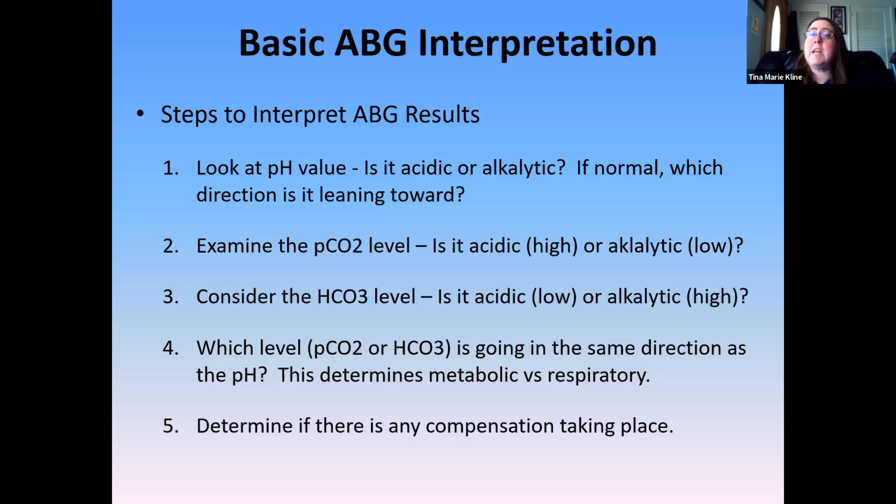Then you look at your PCO2 level. If it's high, it means it's acidic, because if you think about it, your normal value is 35 to 45, and your PCO2 is your acid indicator. So the higher the number, the more acid your patient has in the body. So if it's high, it's acidic. If it's low, it's alkalytic. Then I want to look at the bicarb level. Again, bicarb, that's my base indicator. So if it's high, they're going to be alkalytic. If it's low, they're acidotic.